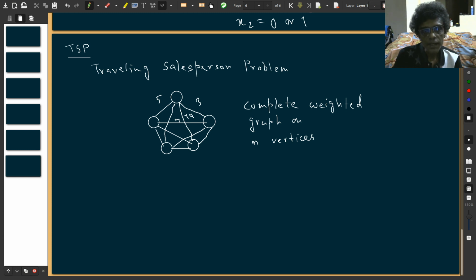Okay. A traveling salesperson starts at any of the cities, and his task is to visit all the cities once and only once in some order, and eventually come back to the point where he started. These are costs of traveling from city to city. Okay. So the salesperson's obvious objective is to minimize the total cost of travel.